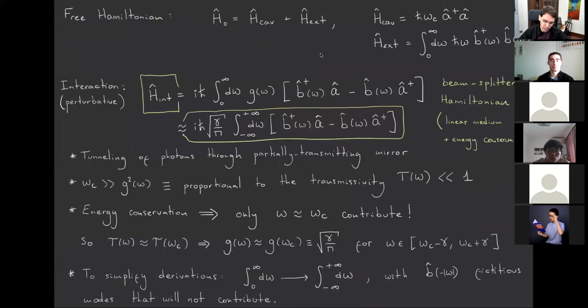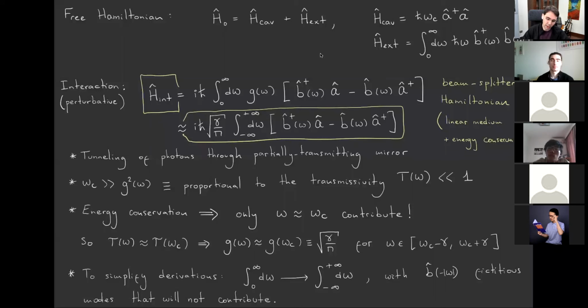So when it comes to modeling the Hamiltonian of the system, we will have free parts in the Hamiltonian that correspond to the free Hamiltonian of the cavity, which is just the harmonic oscillator Hamiltonian, A dagger A, and then a free Hamiltonian for the external modes, which is of the same form. We have to sum over all the set of modes, so in this case integrate, and we will have the B dagger B of each of the modes outside the cavity.